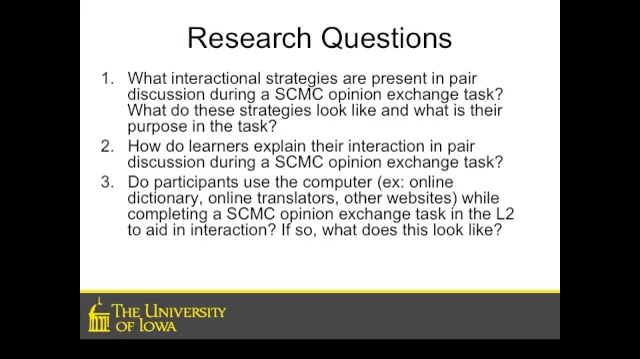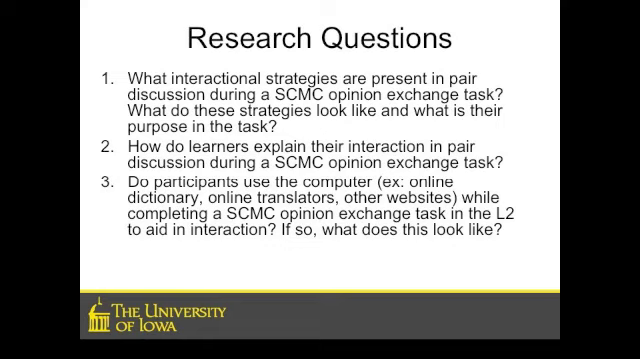I will discuss 3 research questions in this presentation today. The first question is, what interactional strategies are present in pair discussion during an SCMC opinion exchange task? And what do these strategies look like, and what is their purpose in the task? Research question 2 aims to explore how learners explain their interaction in pair discussion during an SCMC opinion exchange task.